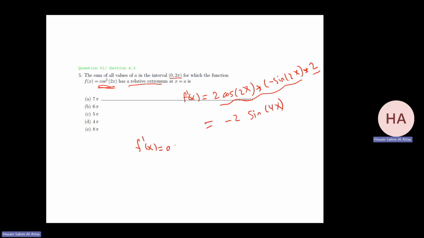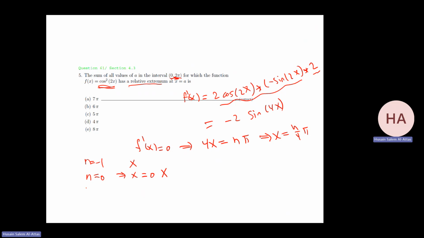I want this to be equal to 0. So I have 4x equal n pi. So x is n over 4 pi. And I have this interval. Okay. If n is 0, I have x equal 0. Not included, I have an open interval. N equal negative, not included.